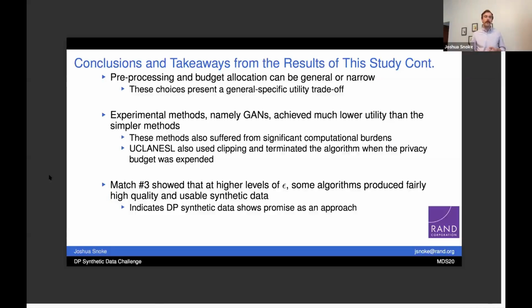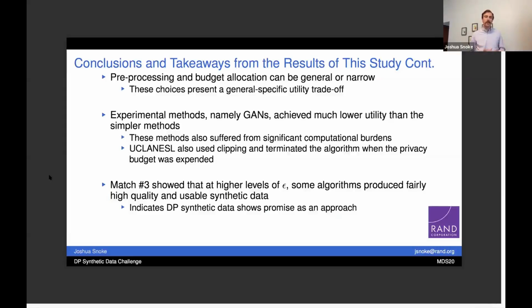And this is probably coming from the fact that you have to cut it off when the privacy budget is expended, or at least their algorithm had to be cut off when the privacy budget was expended. And so it might just not optimize, and then you don't get very good synthetic data. And so actually, I'm very interested to look at Juan's work. I haven't seen that before of their different approach to doing GANs, because I know this is a very popular method right now. And so it was somewhat surprising to see it perform poorly in this challenge.